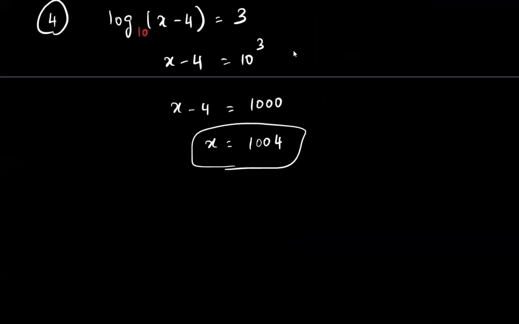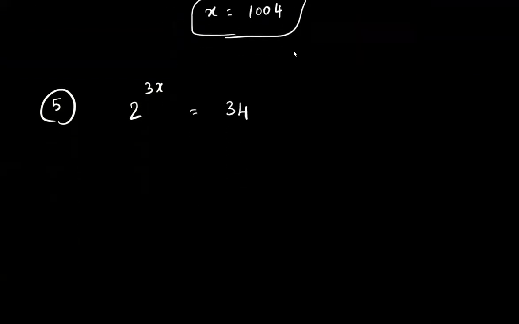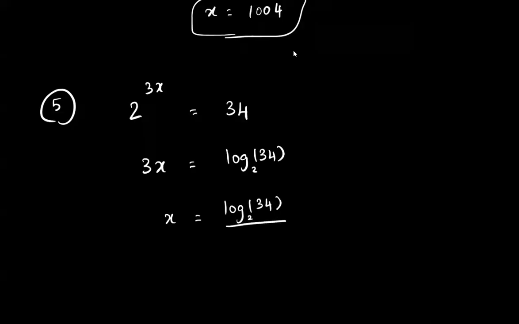Okay, let's do one exponential equation. So here, I cannot rewrite 34 as a base 2 exponent. So I convert it into the log form. So this becomes 3x is equal to log 34 to base 2, which means x equals log 34 to base 2 all over 3. And that's my answer.